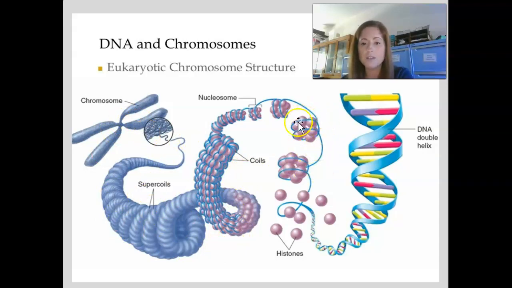The histones and the coiling have a few different purposes. It's a mechanism for turning on and off genes, which we'll talk about later, but mostly it's so that the DNA can fit in the nucleus. If it was all uncoiled at the same time, it would not be able to fit into the nucleus.